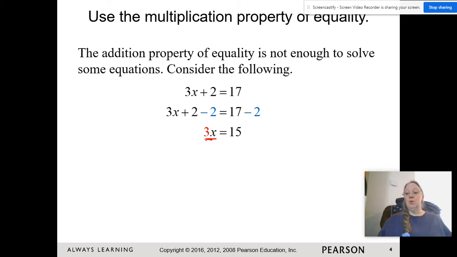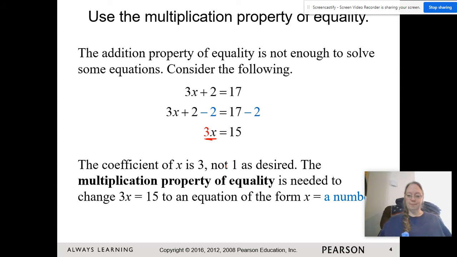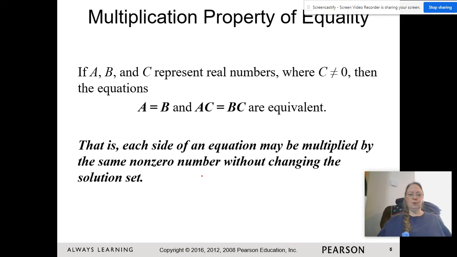There's no 3 involved. So what we're going to talk about in this section is what's called the multiplication property of equality. The coefficient of x is 3, not 1, and so what we're going to do is talk about if we divide both sides by the same thing, or if we multiply both sides by the same thing, that's legal mathematically speaking.